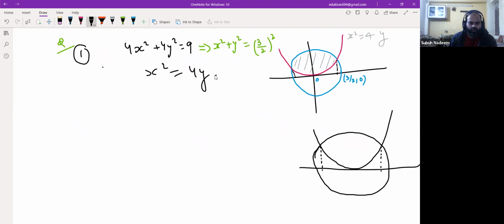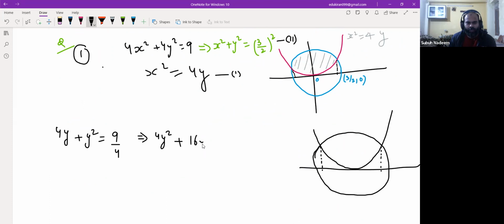So x square is equal to 4y is one equation and this is another. So let us take x square as 4y and put here. So this will be 4y plus y square is equal to 9 by 4, which can be written as 4y square plus 16y minus 9 is equal to 0. Now middle term splitting you can do 36. Can you get 36? Yes, you will get 36, 18y minus 2y minus 9 equal to 0.